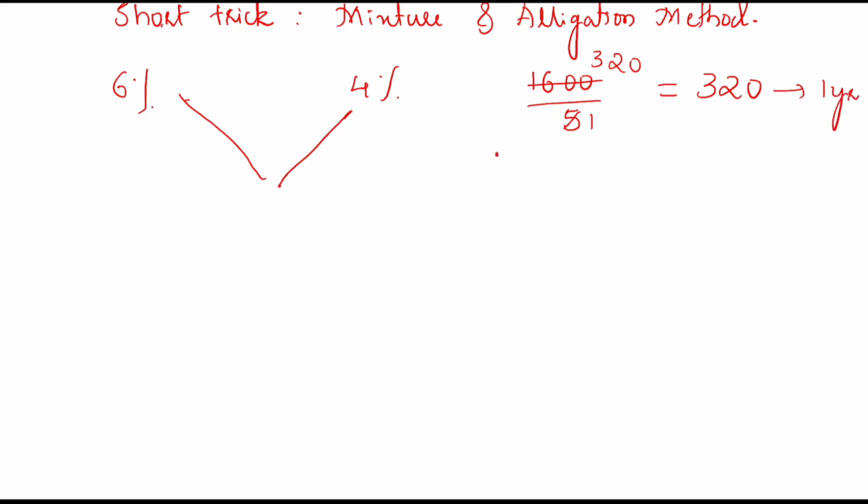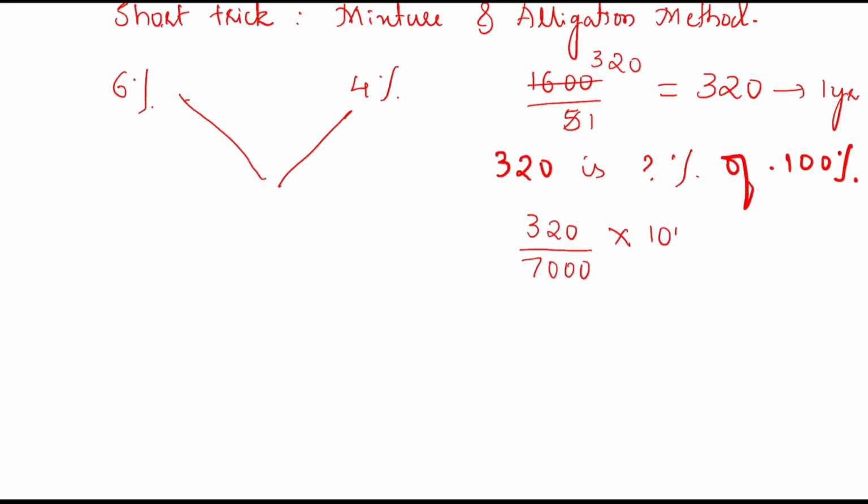So 320 is how much percent of principal? Principal we know is always 100%. So 320 is what percent of 100? We know the principal is 7000 rupees. So 320 into 100 over 7000, the zeros cancel, so it is 32 by 7%. So the mean of these two we are getting is 32 by 7%.